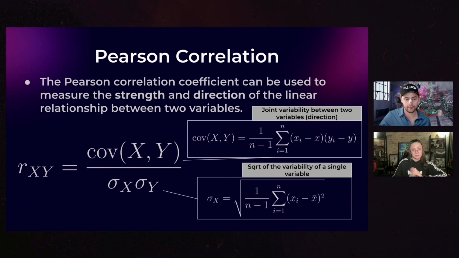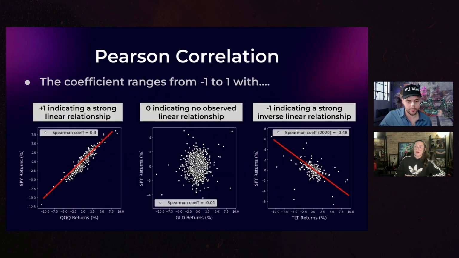Make sense? Great. Cool. So when we're looking at this correlation coefficient, the Pearson correlation, the value will range from -1 to 1, with a positive number, a +1, indicating a strong positive linear relationship. And so here, again, in this first figure, we're looking at SPY returns versus the QQQ returns. We can see our correlation coefficient is 0.9. So that indicates a very strong positive correlation. When one moves up, the other moves up. When one moves down, the other moves down. And that's a very, very clear, strong trend, right?